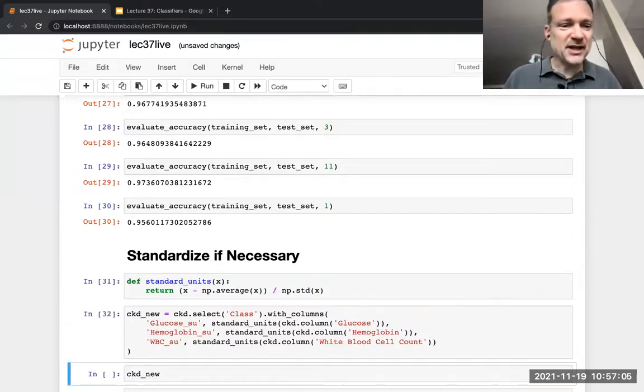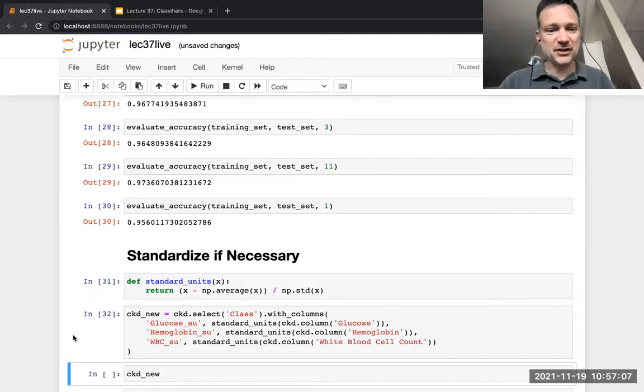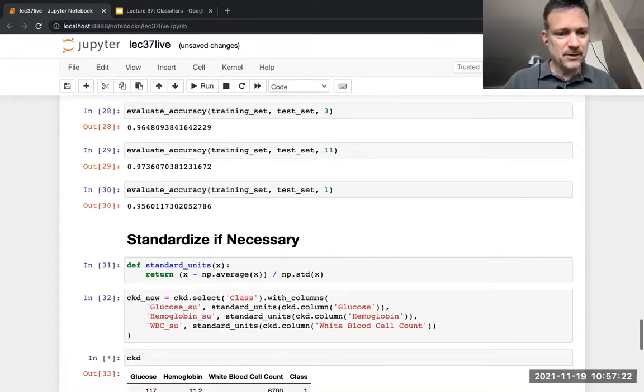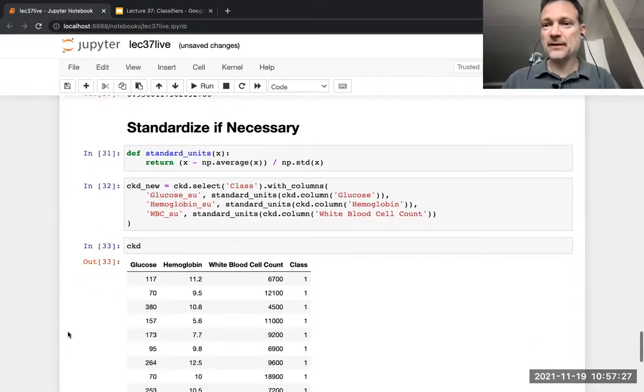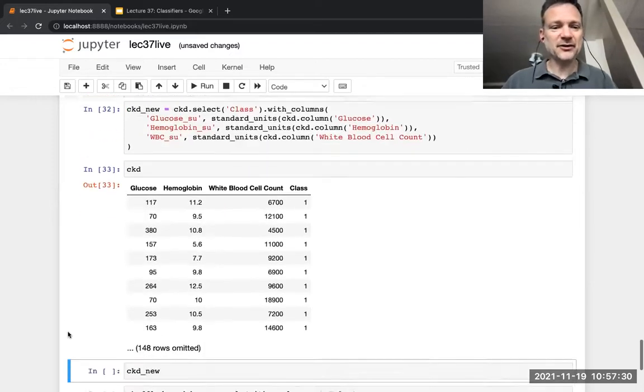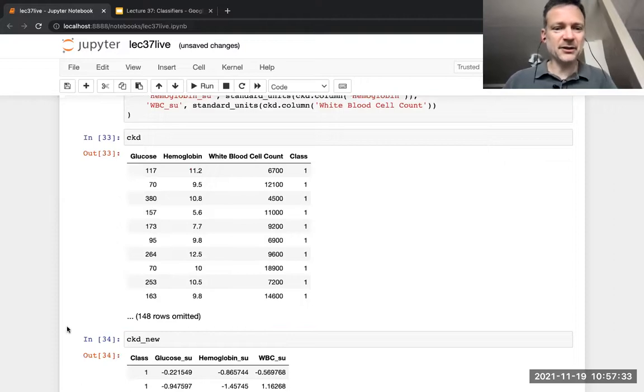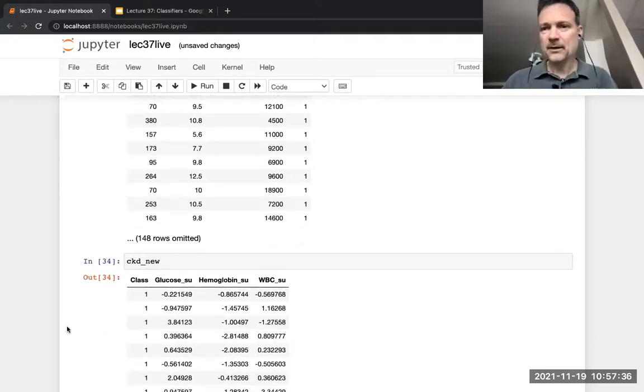We have this previous data set of chronic kidney disease patients, and let's build a nearest neighbor classifier on this data set. So I have the basic data set, CKD, which is the data set we were looking at before. And I'm also going to build a version of this where I've converted each column to standard units. When I convert to standard units, it looks like this. Now the attributes are in standard units. Okay, so I've got two versions of this data set, the original and the standardized.